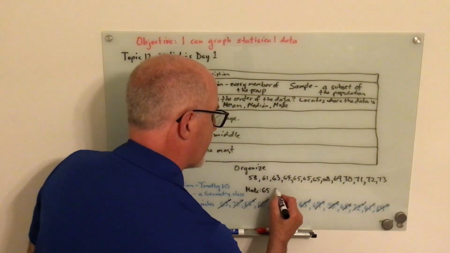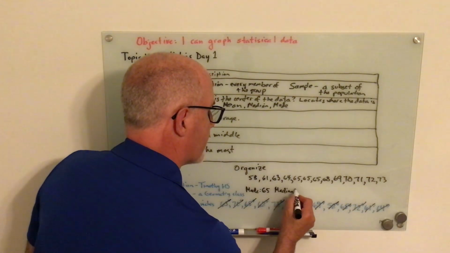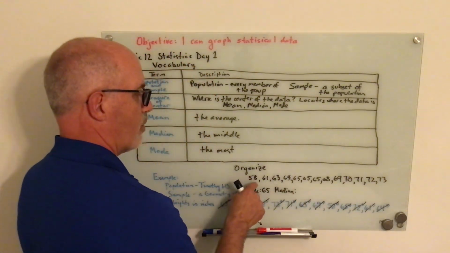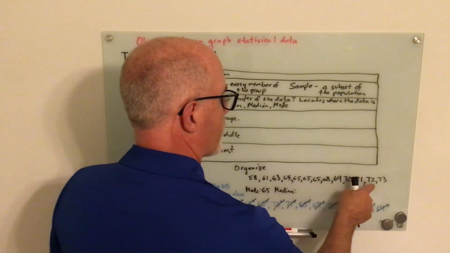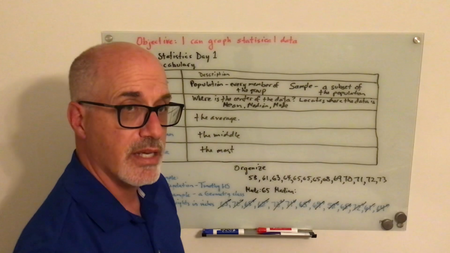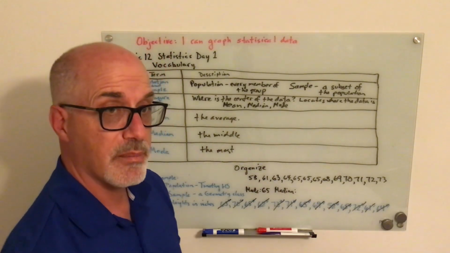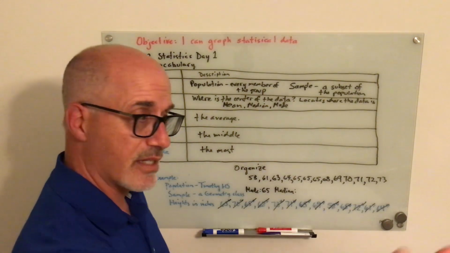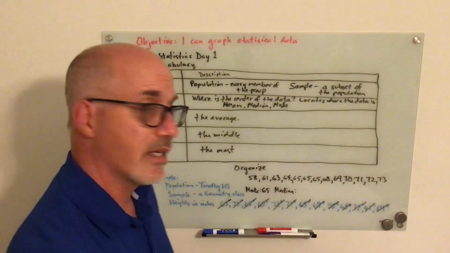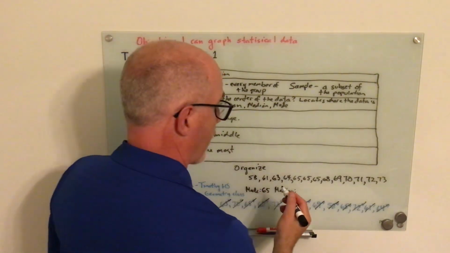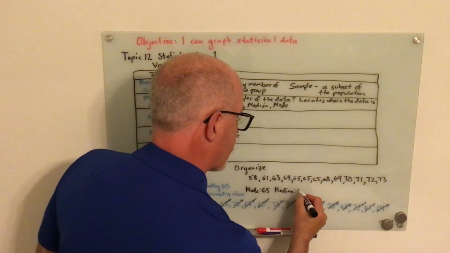Let's do median next. Median is the middle. Now to do this, you go ahead and count 1, 2, 3, 4, 5, 6, 7, 8, 9, 10, 11, 12, 13. There's 13 of them. So if I go 7 in from either side, I'm going to get the median, because that will be in the middle. 6 one side, 6 on the other side, and the middle one is going to be our median. So 1, 2, 3, 4, 5, 6, 7. It's going to be 65.